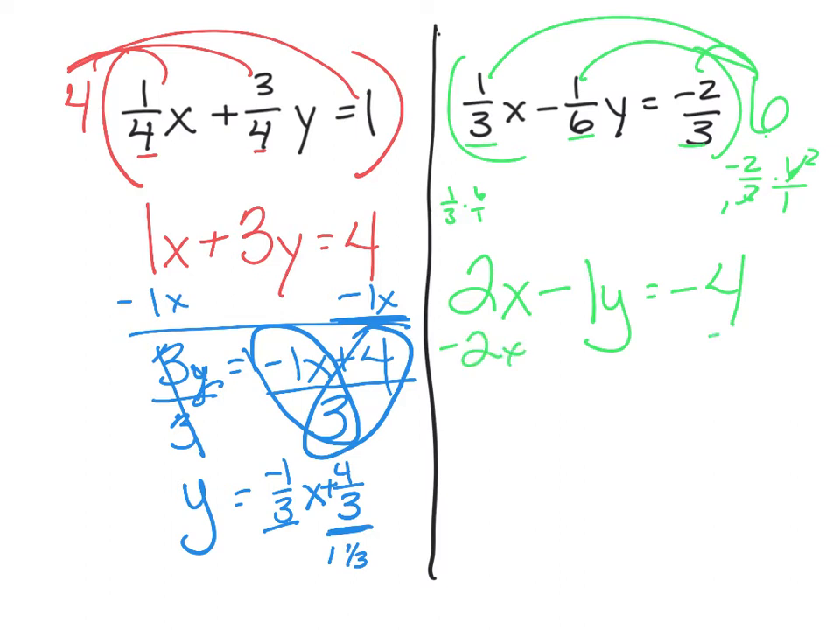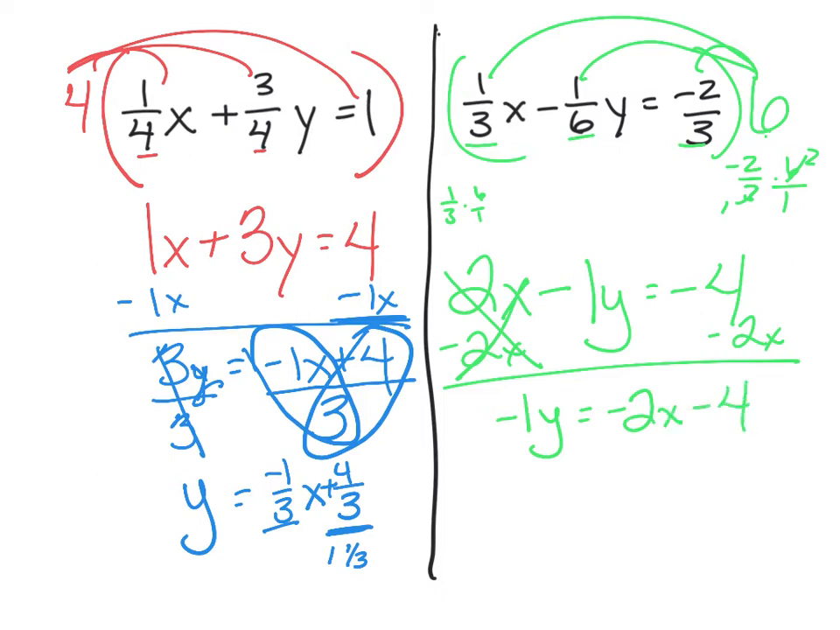Subtract 2x from both sides. This is gone. It leaves me the negative 1y, and I'm going to leave that negative 1 there. Negative 2x plus b, plus or minus 4. Now I'm going to divide by that negative 1, and all that does is change all the symbols.